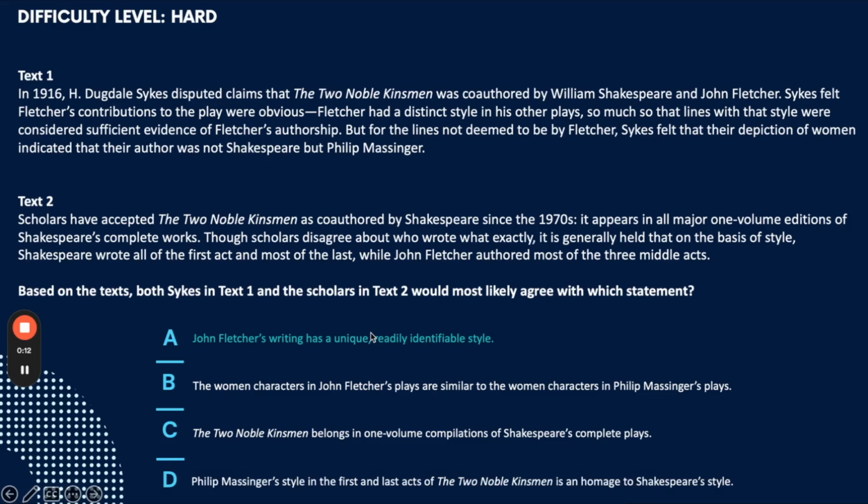And there you have it, guys. With these strategies in your toolkit, tackling those cross-text connection questions on the digital SAT will no longer feel like a daunting task. Remember, it is all about understanding the relationship between the texts and using evidence wisely to back up your answers. But don't just stop here.